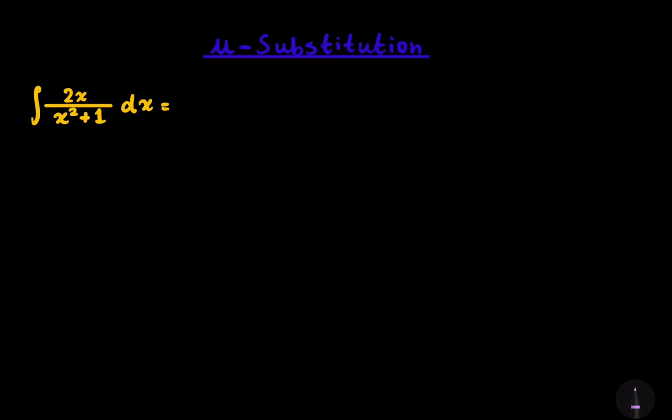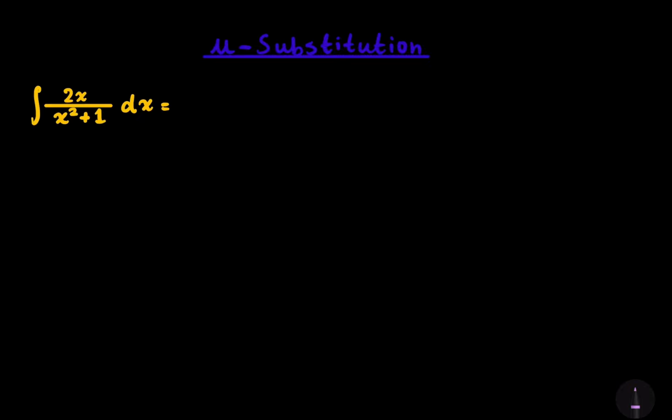So suppose we wanted to take the indefinite integral of 2x over x squared plus 1 dx. So this is a rational function. We have a 2x in the numerator and x squared plus 1 in the denominator. And essentially we don't really know any way to immediately integrate this. We have to think a little bit.